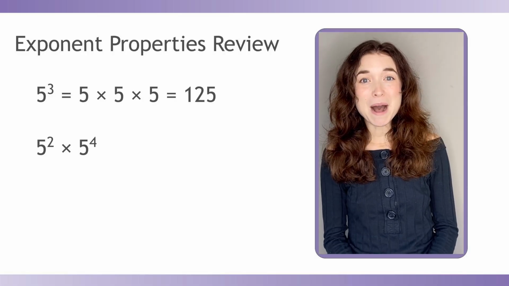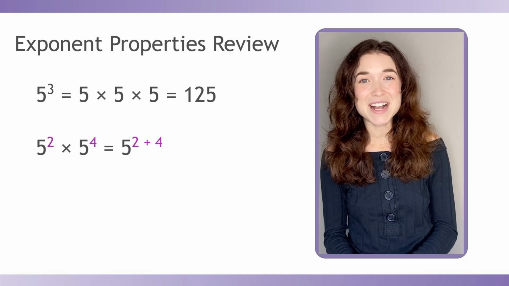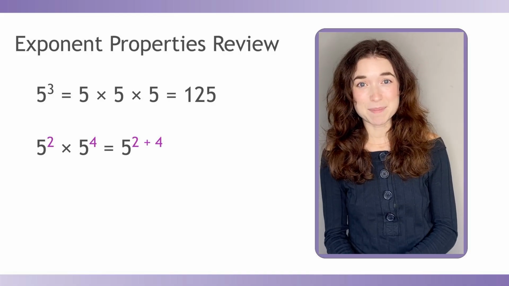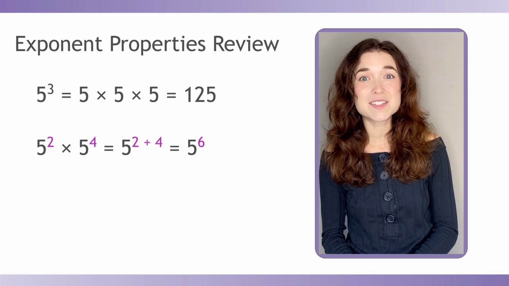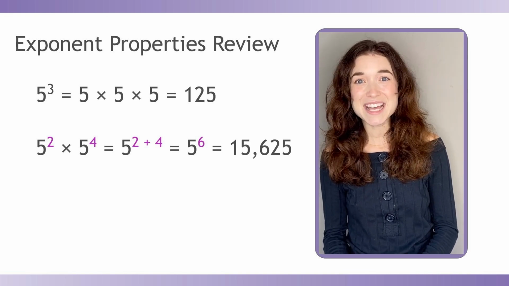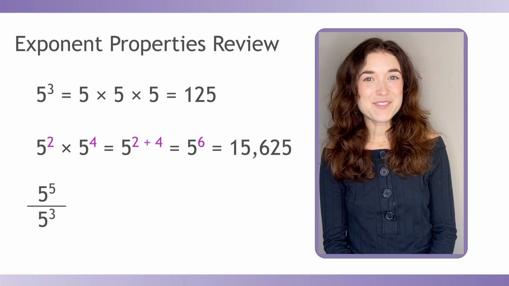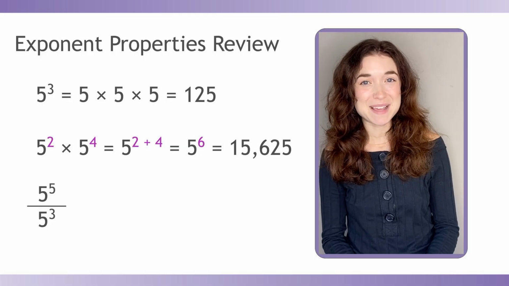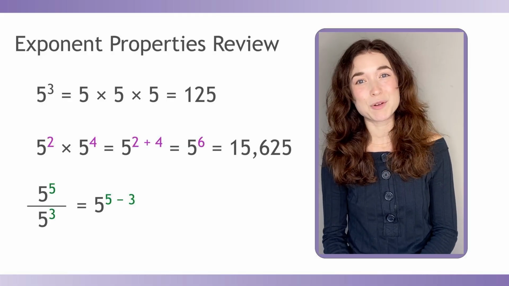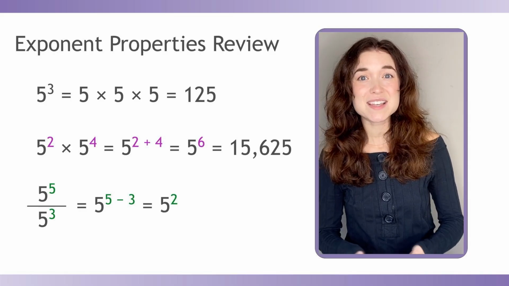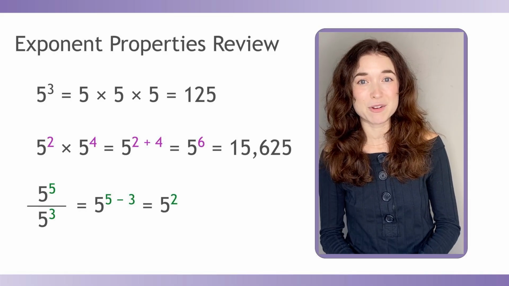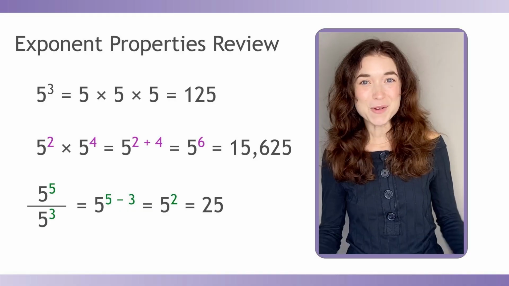When we multiply powers with the same base, we add their exponents. 5 to the second power times 5 to the fourth power is equal to 5 to the sixth power, which is 15,625. And finally, when we divide powers with the same base, we subtract the exponents. 5 to the fifth power over 5 to the third power is equal to 5 to the second power, which is 25. Okay, let's try some problems.